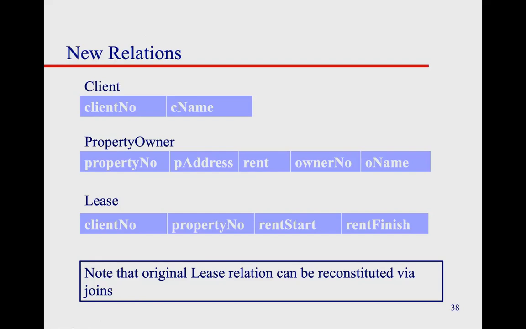And then you see we moved the right-hand attributes out of the lease relation. So client name, property address, rent, owner number, owner name, all moved out of the lease relation, which is now reduced to just these four attributes.